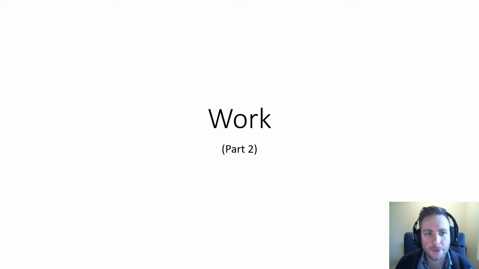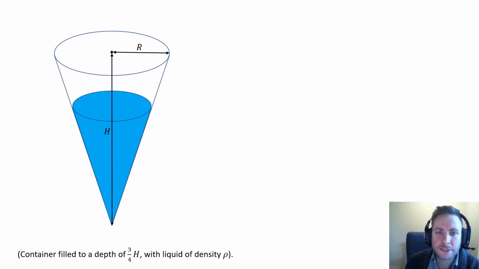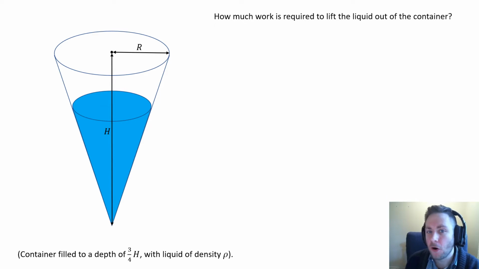Hi everyone. In this video, we're going to look at a slightly more complicated example of calculating work. For this example, let's suppose we have a conic container with radius and height as shown. And let's say this cone is filled with liquid to a depth of 3/4 of its height. The density of this liquid is denoted by the Greek letter rho, just like the previous video. And the question is, how much work is required to lift all the liquid out of this container?